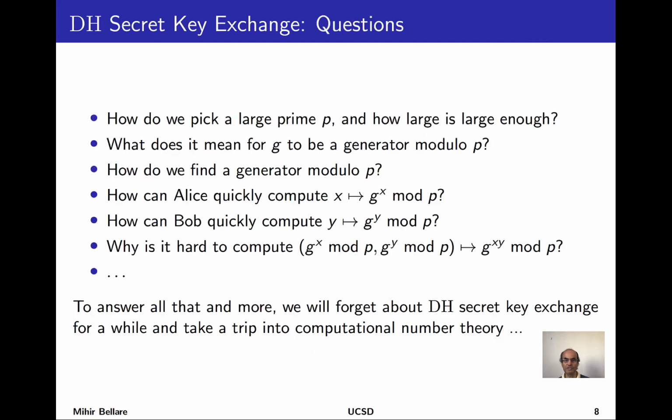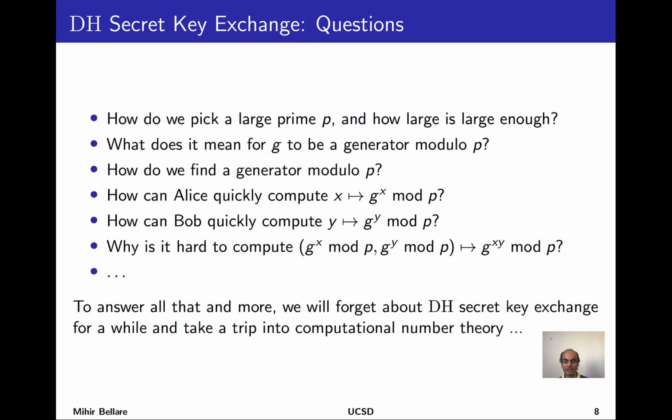Now, as we approach understanding this better to the point where we can implement it and understand the security of it, we have a whole bunch of questions to answer. For example, we need a large prime, but how do we find that? And how large is large enough? We said G was a generator mod P. What does that mean? And once we know what it means, how are we going to find a number like that? How is Alice going to quickly raise G to the power little x mod P? That's an algorithmic operation which in principle may not be simple to perform, similarly for Bob.